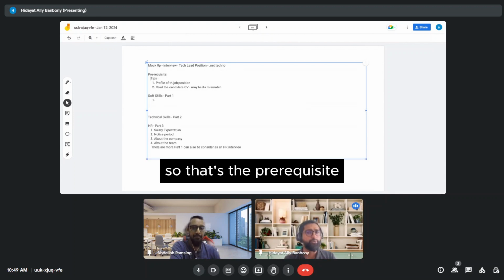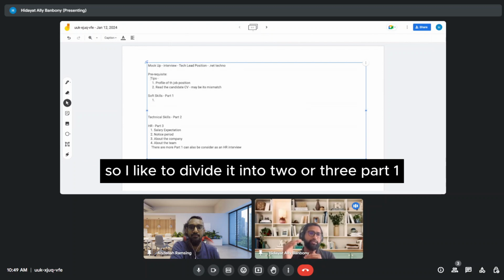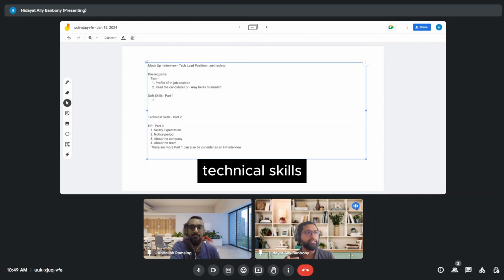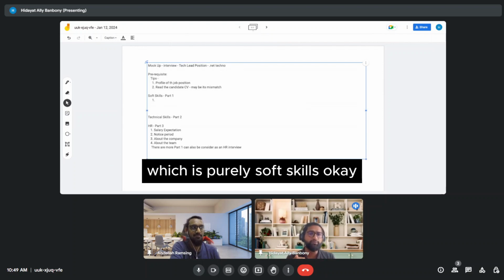So that's the prerequisite. So let's dig down in terms of the interview now. I like to divide it into two or three parts. One which I normally call the soft skills, technical skills, and HR skills. So we'll start with part one, which is purely soft skills.